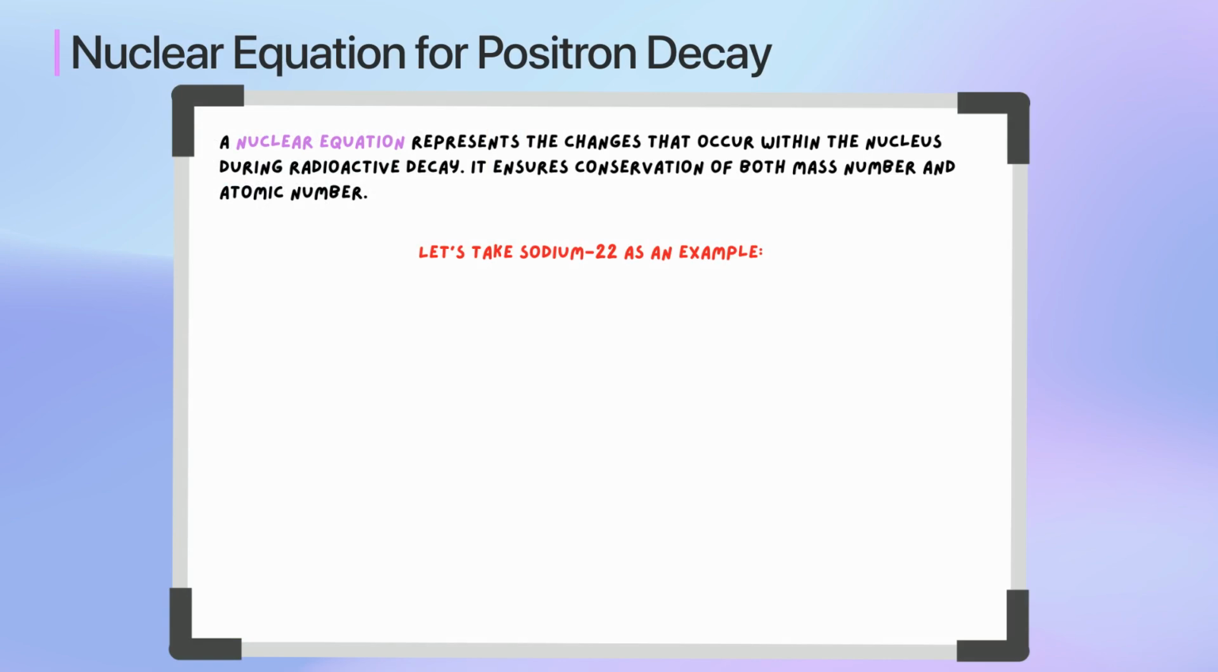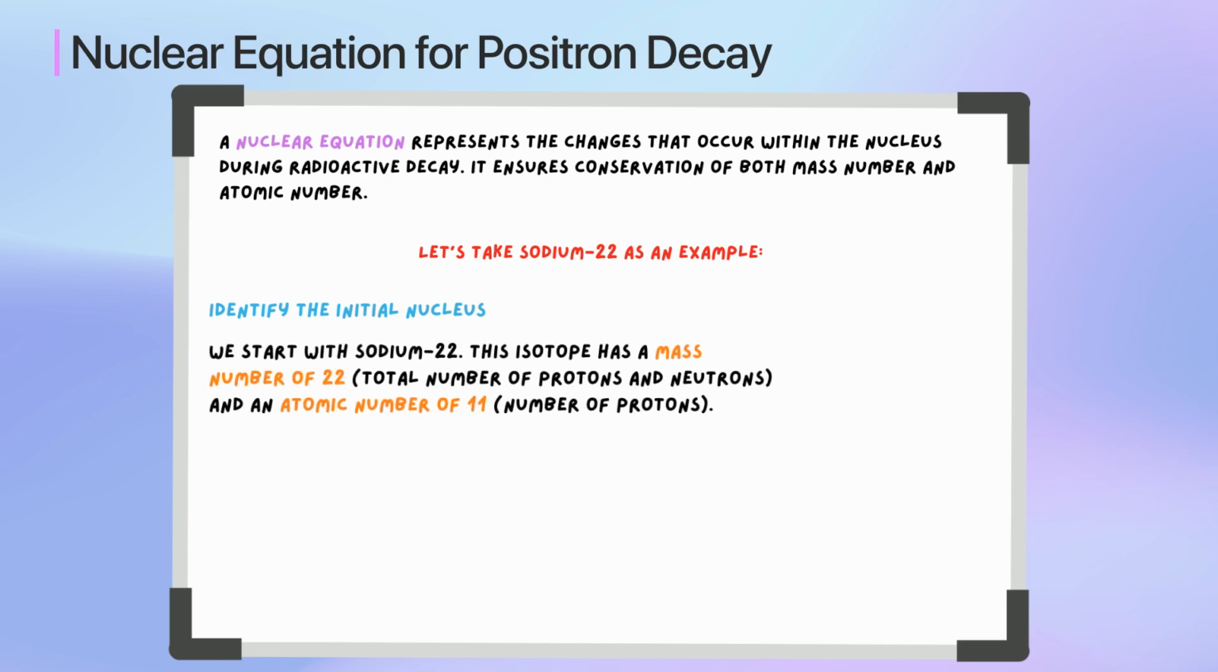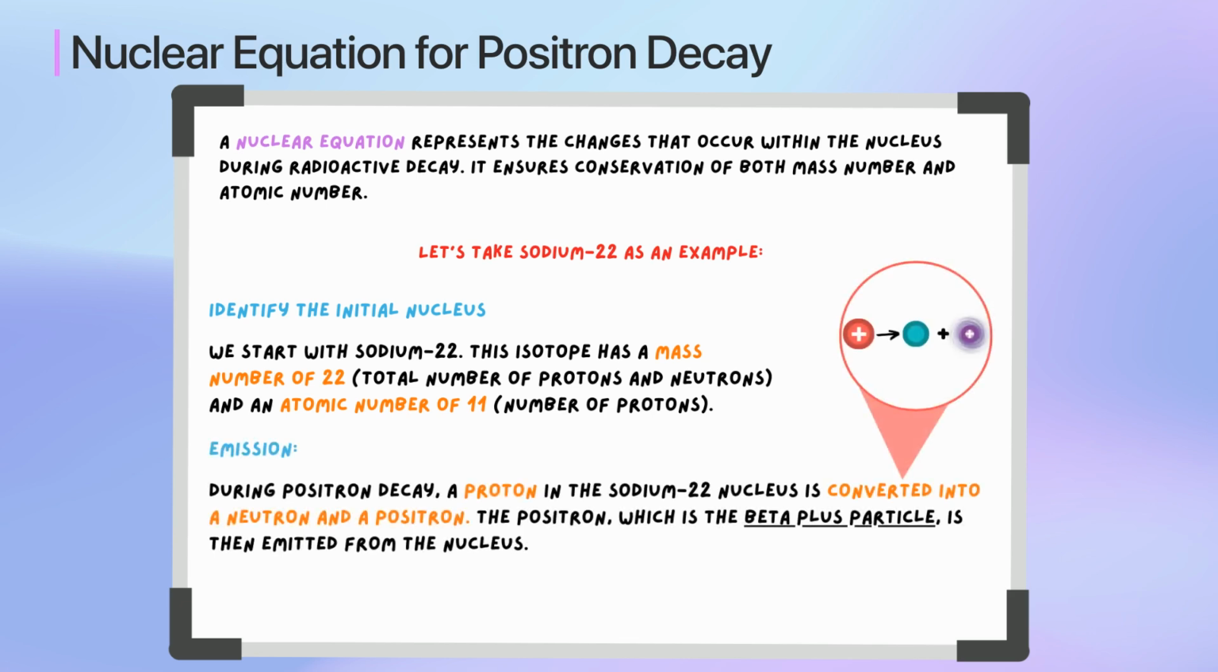Now that we understand what positron decay is and why it occurs, let's see how we can represent positron decay using nuclear equations. We begin by identifying the nucleus sodium-22. This isotope has a mass number of 22, the total number of protons and neutrons, and an atomic number of 11, the number of protons. During positron decay, a proton in the sodium-22 nucleus is converted into a neutron and a positron. The positron, which is the beta plus particle, is then emitted from the nucleus.